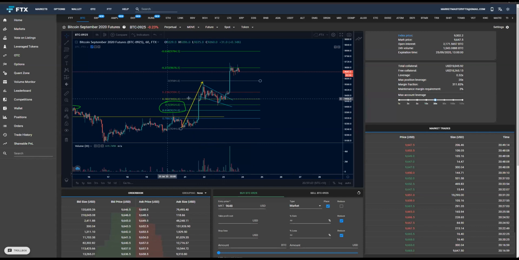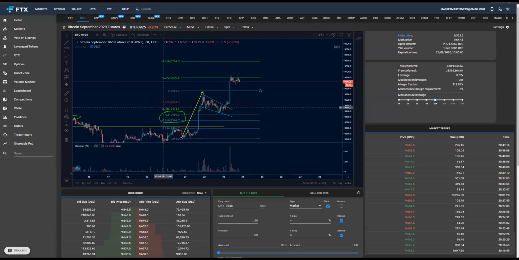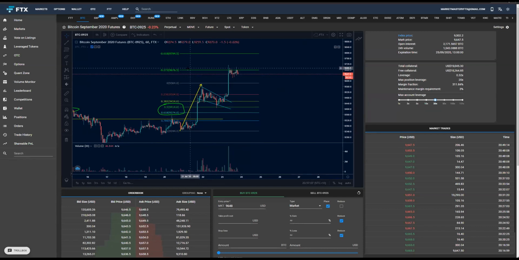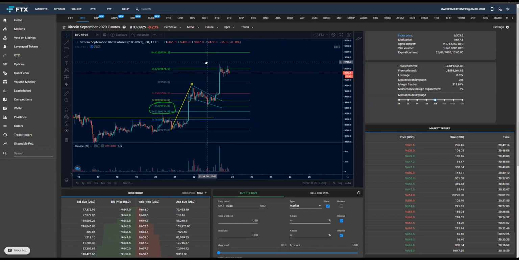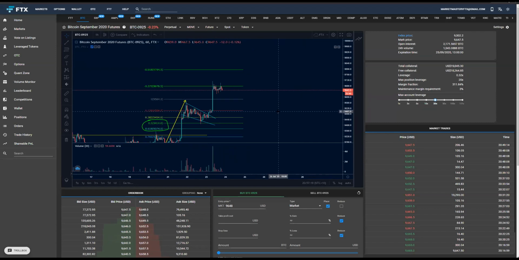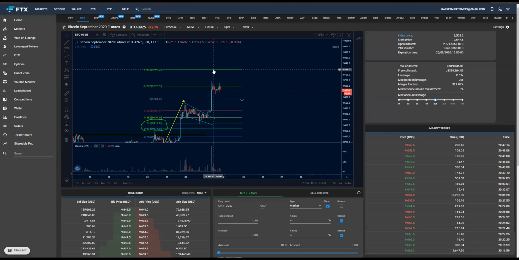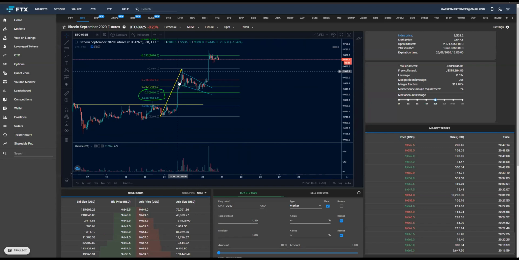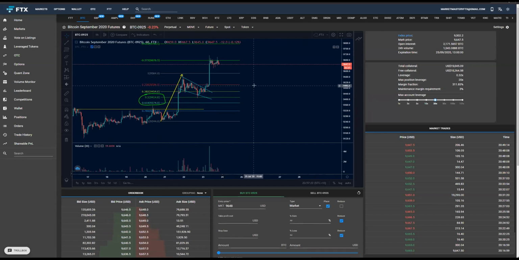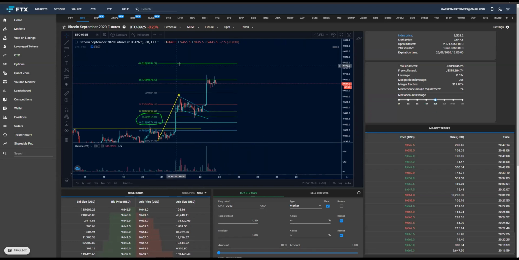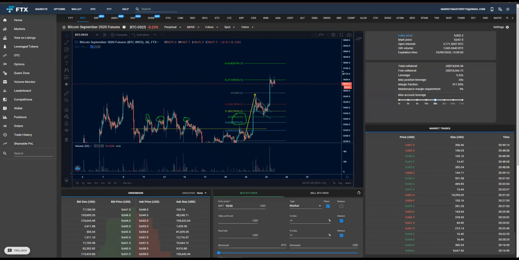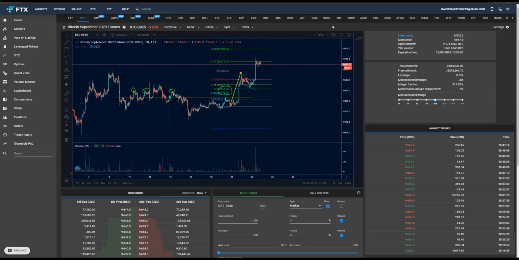Sometimes they only come back and tag the 382. And the rule with this is, the deeper that it goes, the lower the target. So generally if you come back to the 618, it's only going to hit target 1. If you stay above the 382, generally it'll go to target 2 pretty quickly because it's more bullish. The higher that you hold in the consolidation, the higher in the Fibonacci levels you're going to stay above, which means we're going to need to look for higher targets. So yeah, hopefully that makes sense.